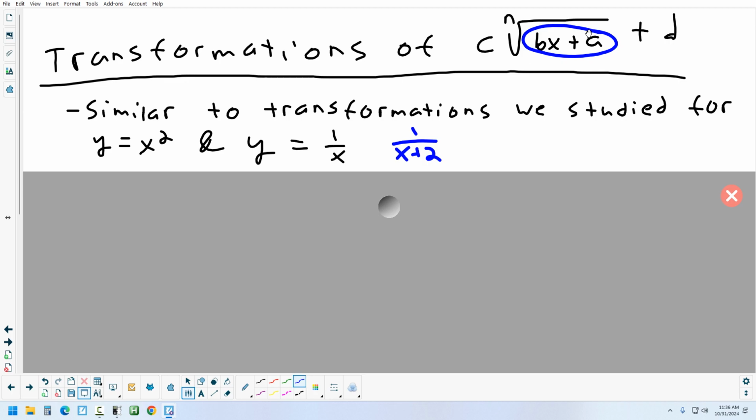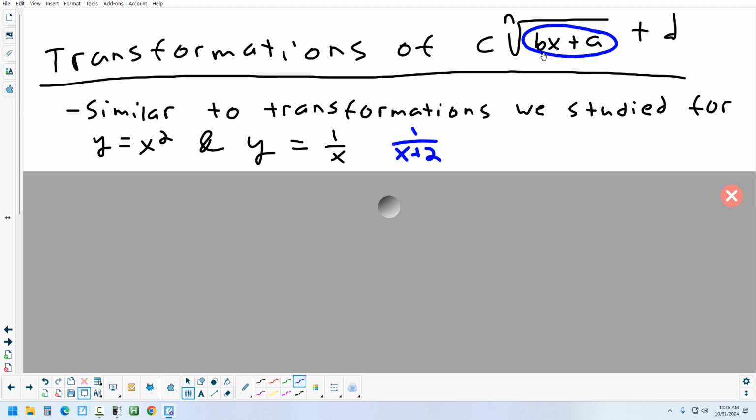A number bigger than what for C would cause your graph to stretch bigger? You have to be bigger than 1. Yep. So if a C value is bigger than 1, you get a stretch. If you get a C value that's between 0 and 1, you get a compression. You could still say stretch by like a half. I know that means to compress.